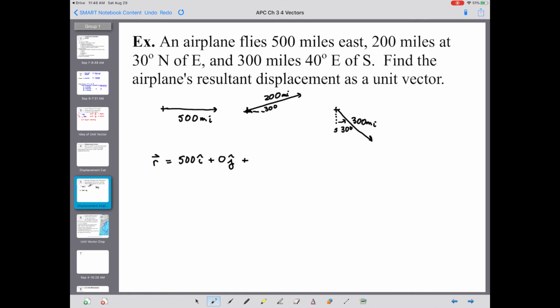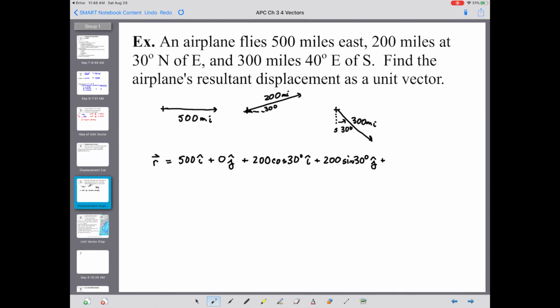200, it has both an x and a y. We're going to use a cosine to find the x. So 200 cosine 30 degrees, and that's going to be the x component, so I'll just tag that with an i. And then 200 sine 30 degrees, and I will tag that with a j because that's the y component.